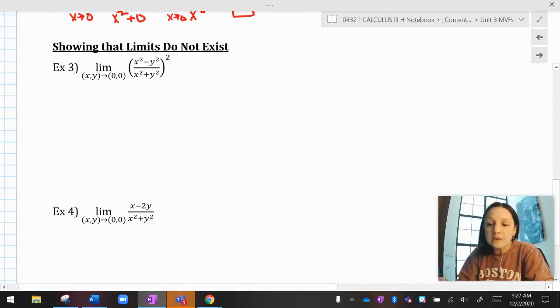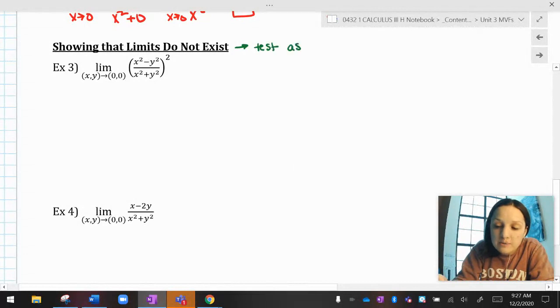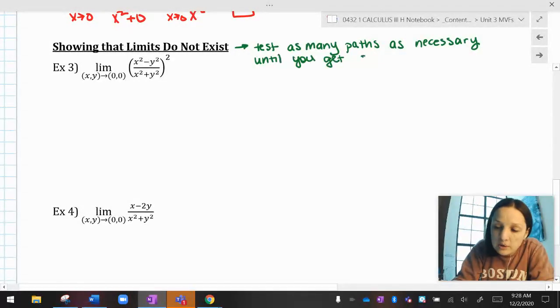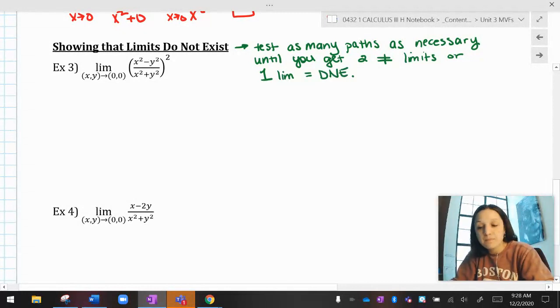Now, if you want to show that limits do not exist, you need to test as many paths as necessary until you get 2 unequal limits or 1 limit with an answer that does not exist. Okay, so let me show you what I mean.